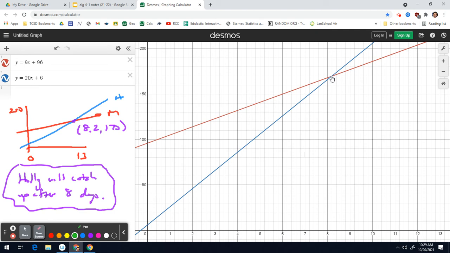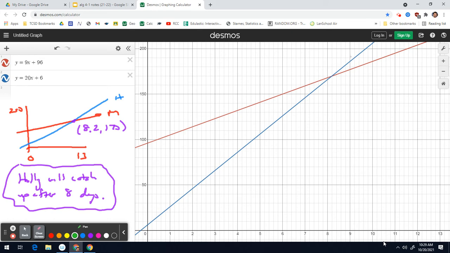Then the second question is, who's going to finish first? Well, notice Holly's line, right? At this intersection point, Holly has more pages read than Monisha in a quicker amount of time, because her graph is above Monisha's. So she has higher y values for the same x values.